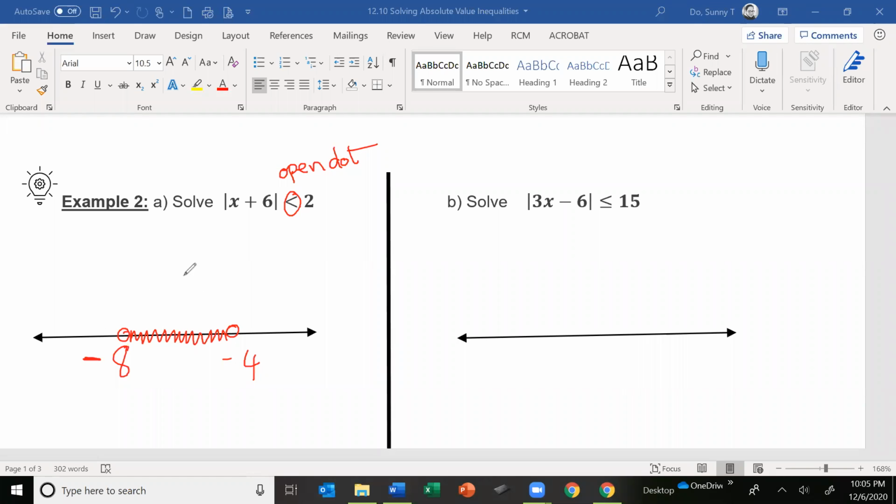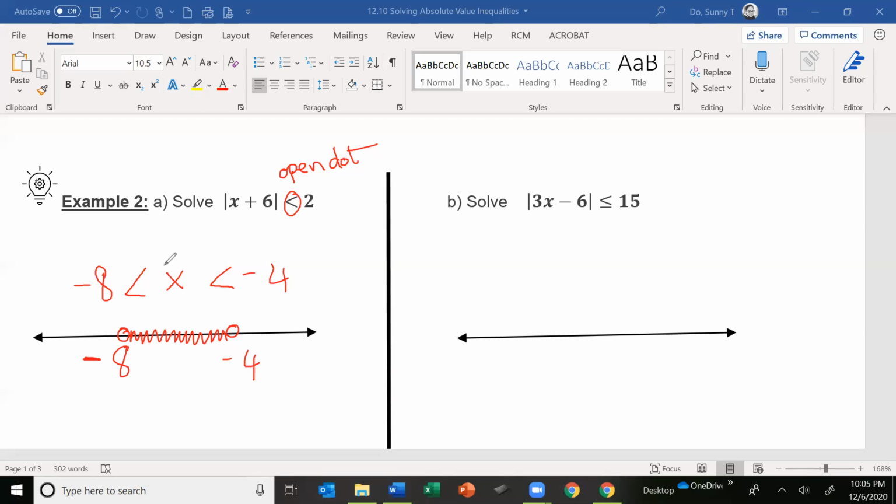To represent your answer, think about it: it's shaded in the middle, so you put x in between the two values, exactly how the graph looks right here. We're going to put negative 8 less than x less than negative 4. And we have the open circle on the two values. It's not included at negative 8 and negative 4.